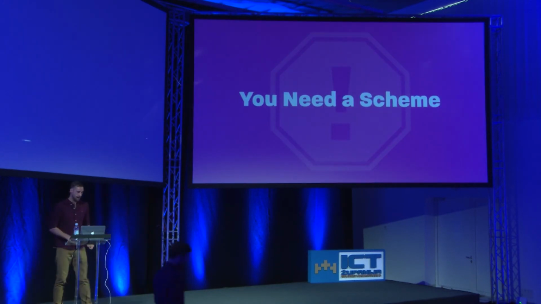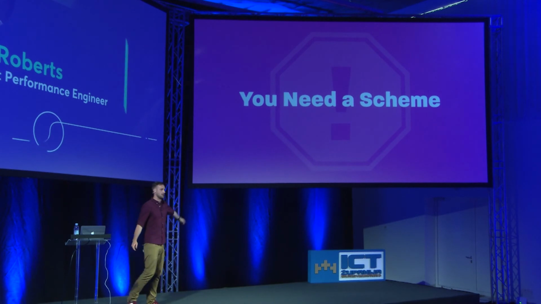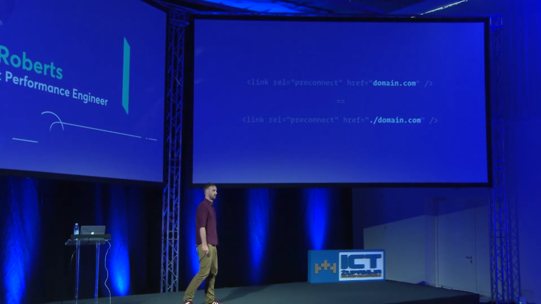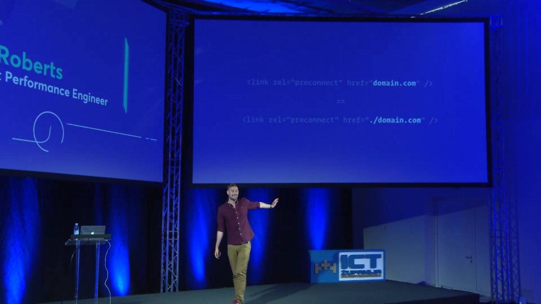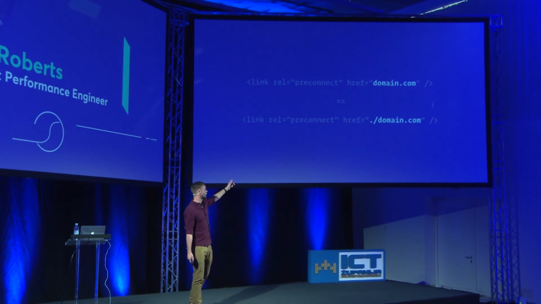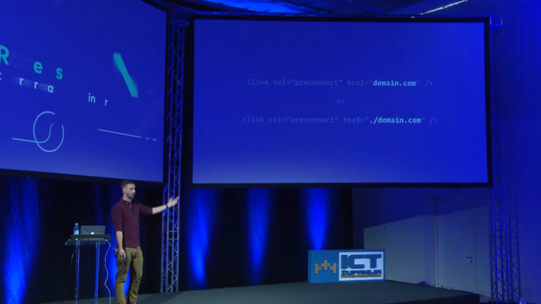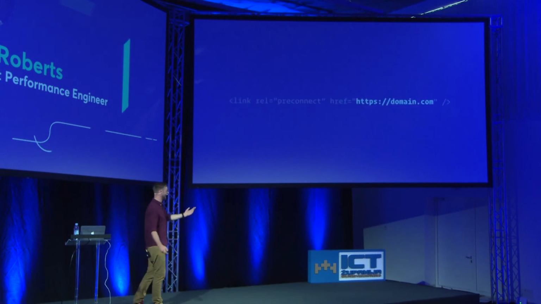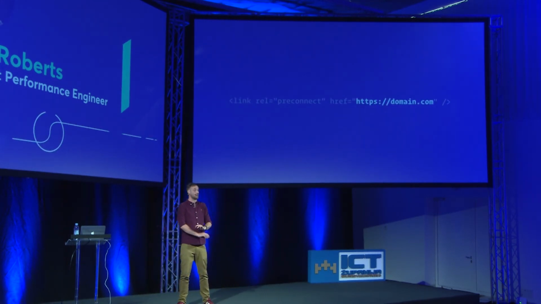OK, getting towards the end now, I promise. We need a scheme. We definitely need a scheme. To do a DNS resolution, technically the top one should work. We only need a domain for a DNS resolution. But because this is HTML, technically the top one is a relative file path, right? It just points to a file called domain.com on this current level. So you have to put a scheme in here. It's a simple one, but people overlook this one all the time.